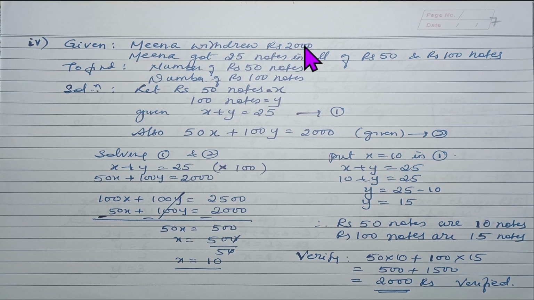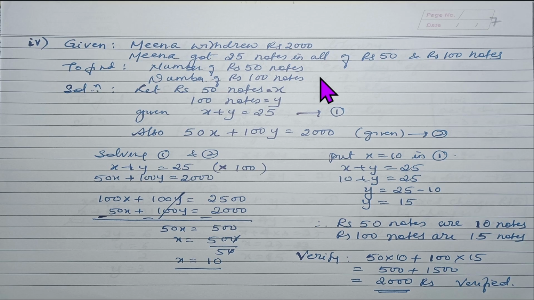Meena withdrew rupees 2000. Please understand here. Meena went to a bank, probably, and withdrew rupees 2000. Meena got 25 notes in all. That means the banker gave her 25 notes, and the notes contained 50 rupee notes and 100 rupee notes. Now we have to find how many 50 rupee notes she got and how many 100 rupee notes she got.